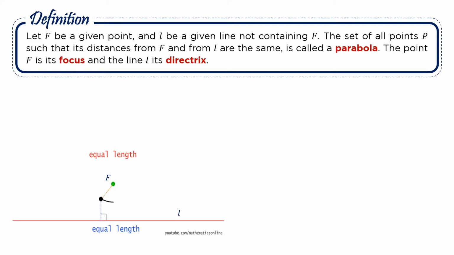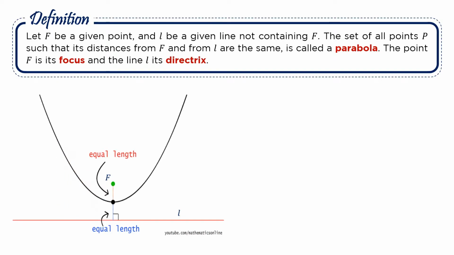Let F be a given point and L be a given line not containing F. The set of all points P such that its distances from F and from L are the same is called a parabola. The point F is the focus of the parabola and the line L is the directrix of the parabola. So para mas maintindihan, tignan nyo yung GIF file sa baba. So you can see there kung paano nabubuo yung parabola gamit yung fixed point F at yung fixed line L.